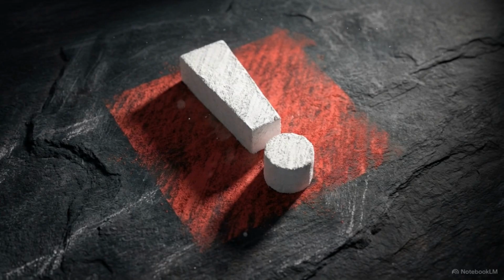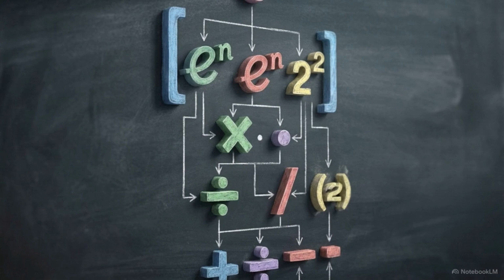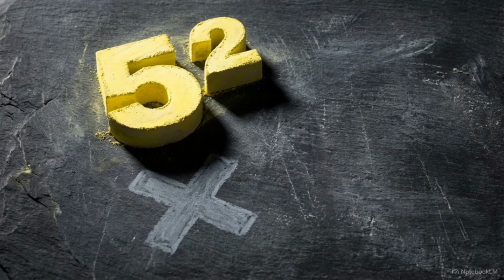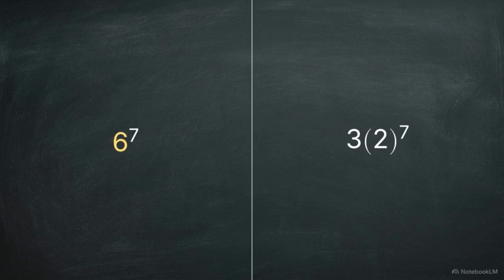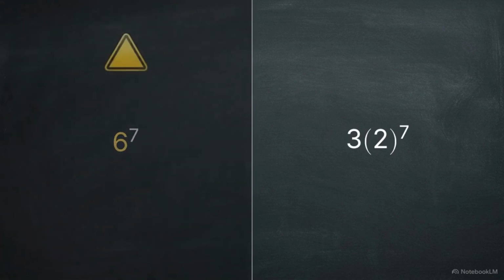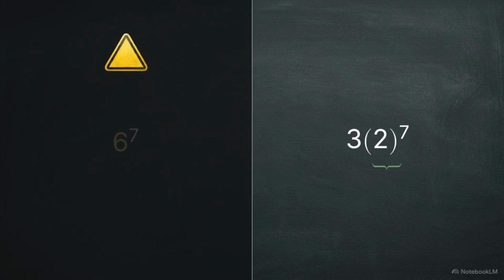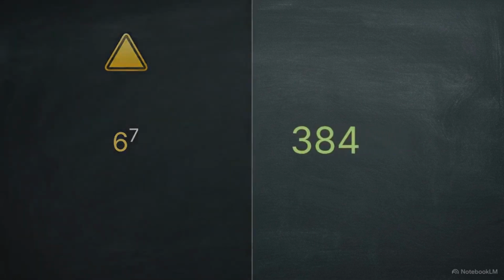Here is where you must be careful. You must strictly follow the order of operations, often remembered as PEMDAS or BODMAS. This rule dictates that you must calculate exponents before you perform any multiplication. If you ignore the rules and multiply the base numbers first, saying 3 times 2 is 6, and then raising 6 to the power of 7, you will get an incorrect answer. The correct mathematical path is isolating the exponent first. You calculate 2 to the power of 7, which yields 128. Only then do you execute the final multiplication step. Multiply 128 by your anchor of 3, and you get 384.